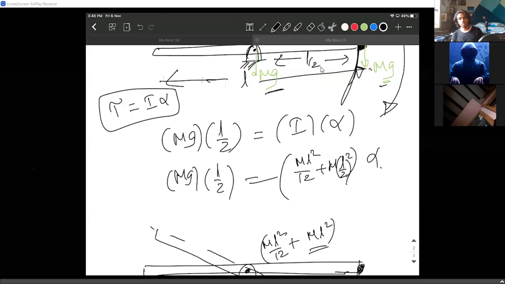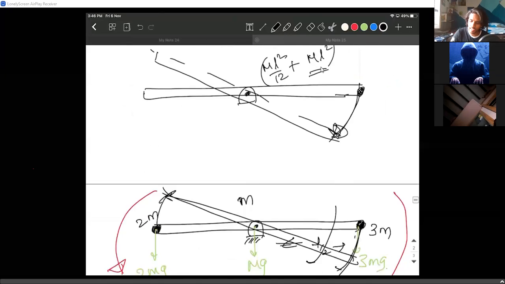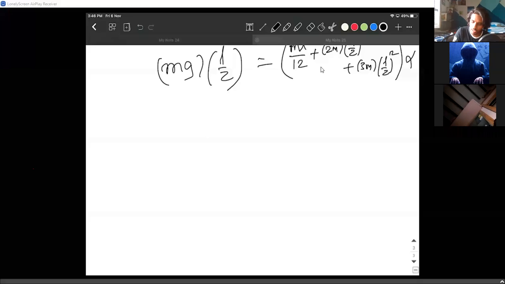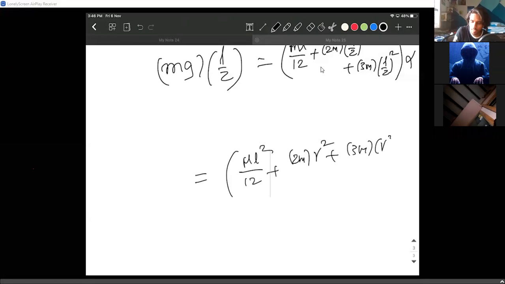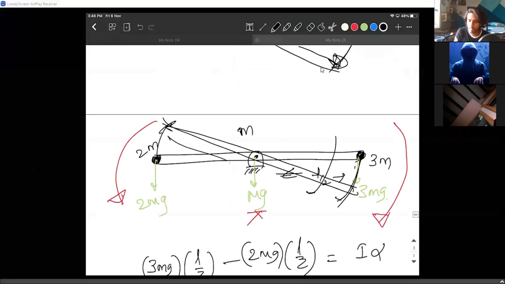Yeah, Karthik, thanks for mentioning that. Whenever you're writing the moment of inertia, you write mL² by 12 plus 2m r² plus 3m r², where r is the distance from the center. Here r is L by 2, because both the particles are at a distance L by 2 from the center.